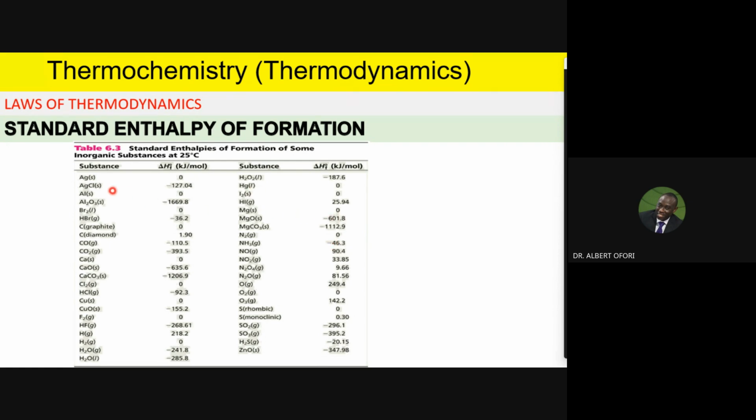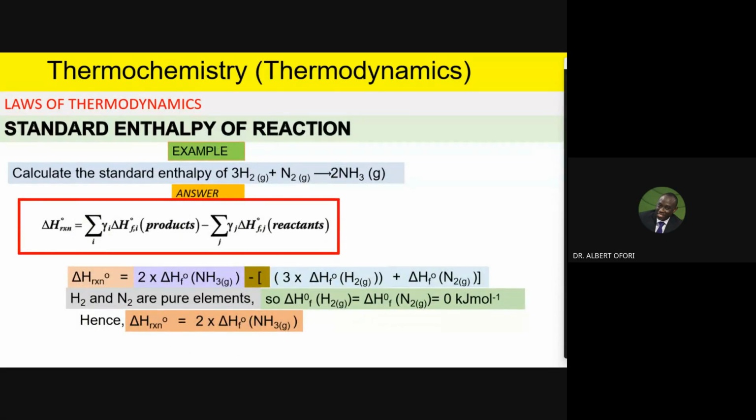Enthalpy of hydrogen gas is 0 for elemental form. Where is hydrogen gas? Yes, 0. Enthalpy of nitrogen gas is also 0. Where is nitrogen gas? Yes, so that is also 0. So that's nitrogen gas. That's also 0. So if I have this information, then definitely the enthalpy of reaction is just going to be the enthalpy of formation for ammonia times 2.